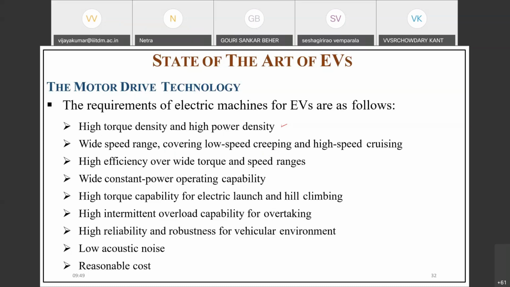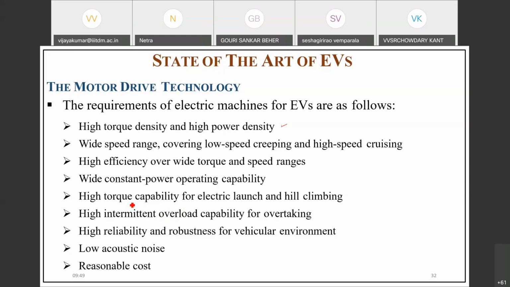Okay. So next, when we are talking about machines, they should give high efficiency with a wide speed range. Even when it operates in the wide speed range, your efficiency also should be on the higher side. But normally in low speed operation, your efficiency will drop. So that also you have to consider here. And it should give constant power during the operation. At the same time, why we need high torque capability at low speed: when you are hill climbing, that time you need high torque.